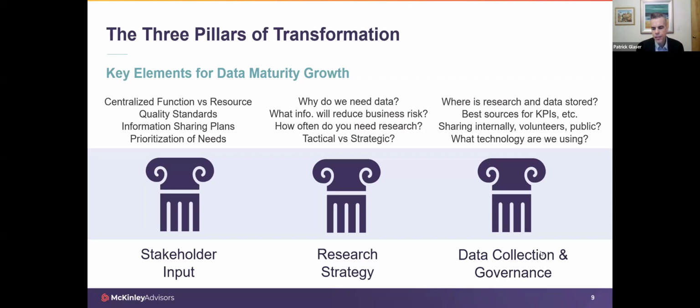Last thing I'll mention is data collection and governance. It's really important just to think through some of these issues of data governance. Some of the core areas you'll want to think about are where the information is stored, and we'll talk about that in just a minute. But people need to be able to access it, and the right people need to.